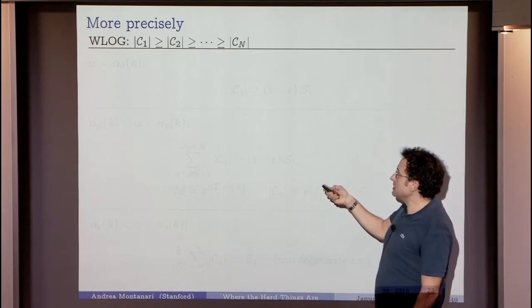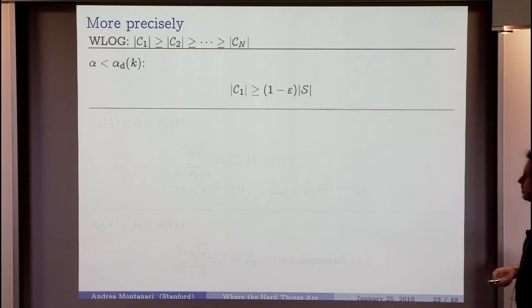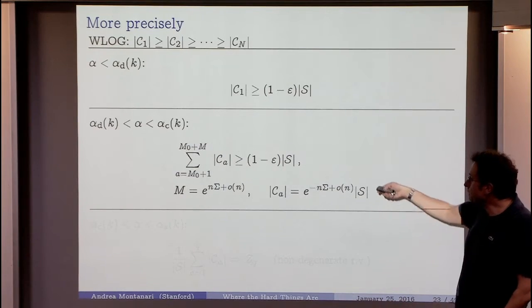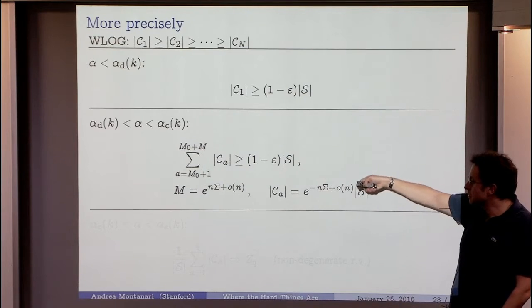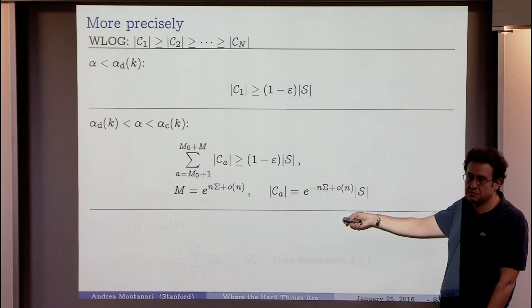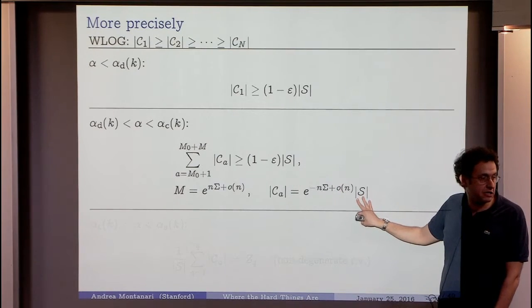This is normally very confusing, so I will try to explain these three scenarios more formally. Take these clusters and order them by cardinality, so you have C1, C2, and so on. In the first regime, C1 takes a fraction 1 minus epsilon of the solution set S for any positive epsilon. All of these statements are conjectured to hold with high probability. So C1 has all the mass; there can be some powder out there, but it's all of it. In the second interval, to make up all the mass you have to put together exponentially many clusters, e to the n sigma, and each of them has basically the same size, taking up a fraction e to the minus n sigma.